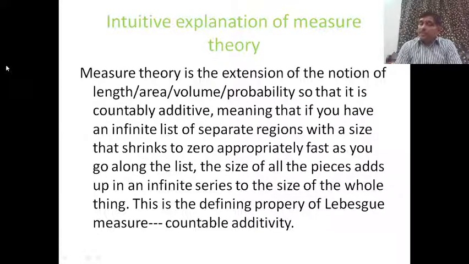Intuitive explanation of measure theory. Measure theory is the extension of the notion of length, area, volume, and probability so that it is countably additive, meaning that if you have an infinite list of separate regions with sizes that shrink to zero appropriately fast as you go along the list, the sizes of all the pieces add up in an infinite series to the size of the whole thing. This is the defining property of Lebesgue measure, that is countable additivity.